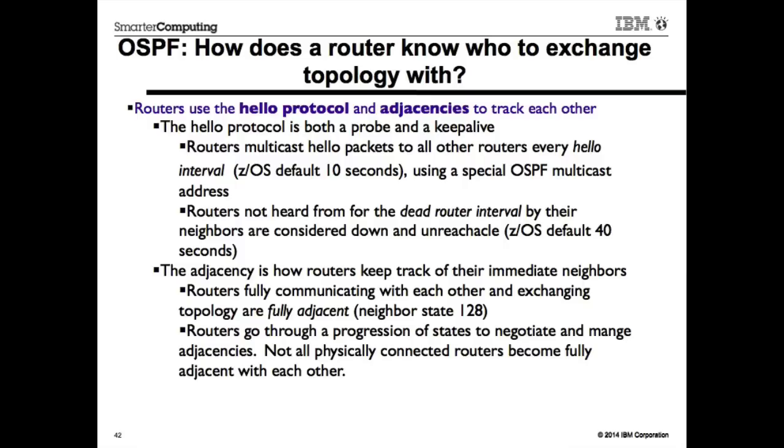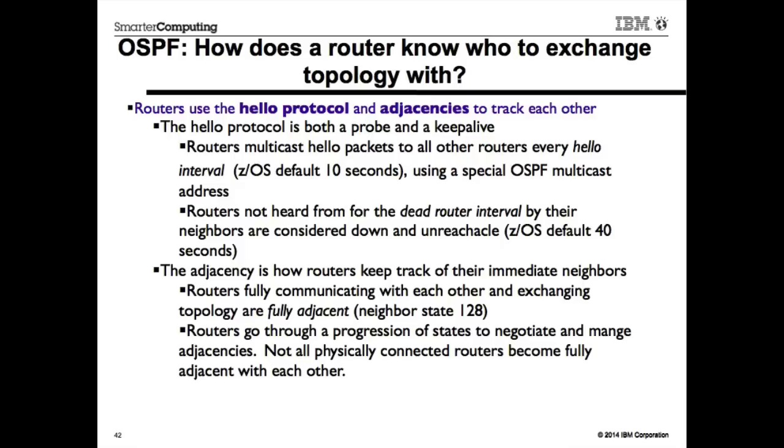Now, hellos are sent out at a regular interval, which is configurable. The z/OS default is 10 seconds. If I don't hear from a router for another configurable interval called the dead router interval, then I consider that router down. The default value for the dead router interval is 40 seconds, which is 4 hello intervals. So if I'm receiving hellos from a router, then it stops sending me hellos, after 40 seconds I assume that router is down. So that's how routers learn about each other, learn that they're there.